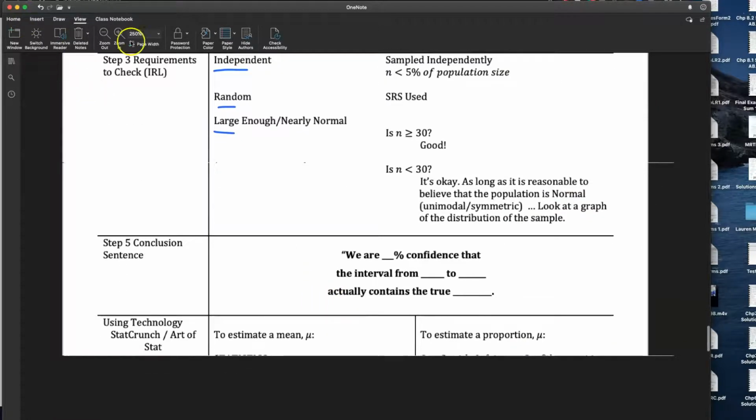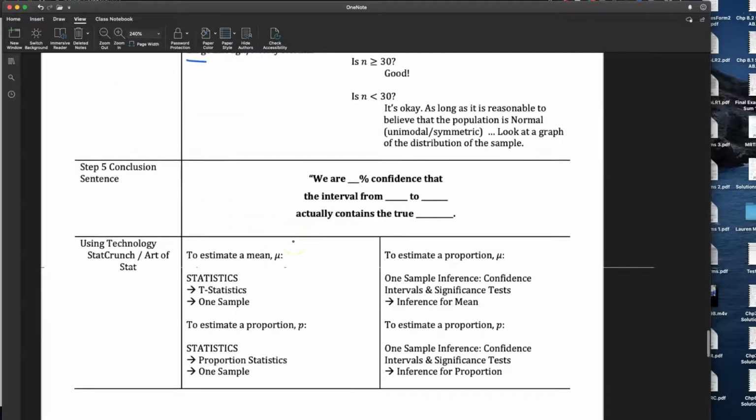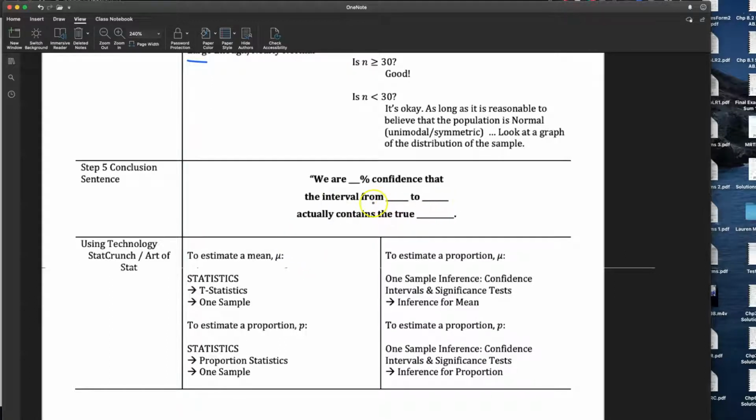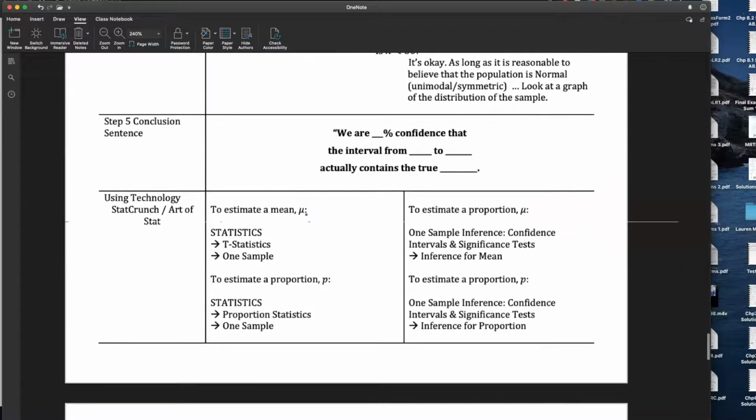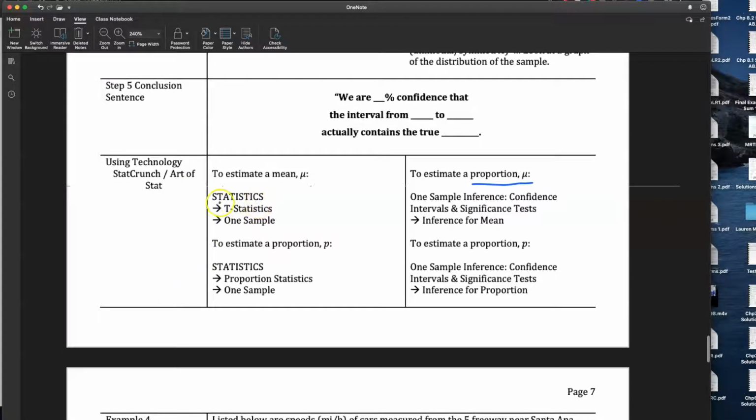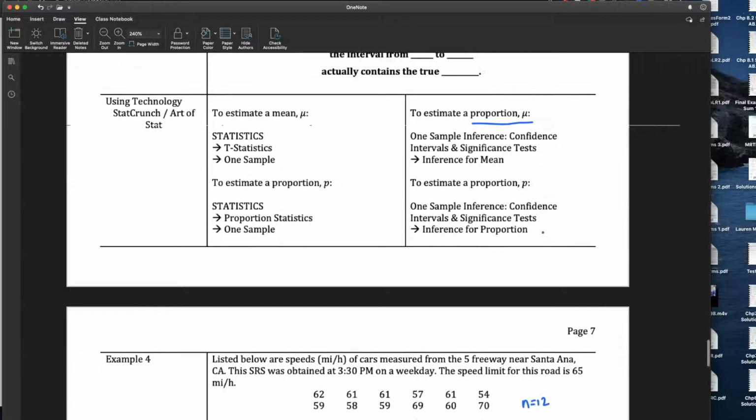Step 5 is making a statement about our conclusion. We are a certain percent confident that the interval values we found actually contain the true population mean. We'll look at proportions in the future, which we bring up here. These are the tools you'll use to do those calculations, using StatCrunch here and ArtStat over here.